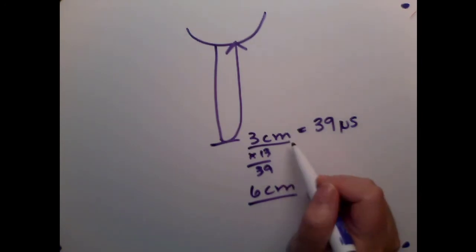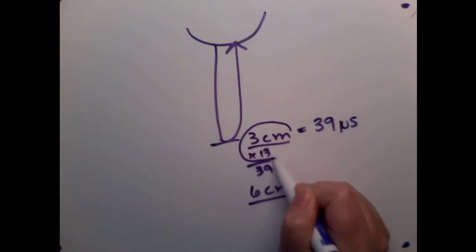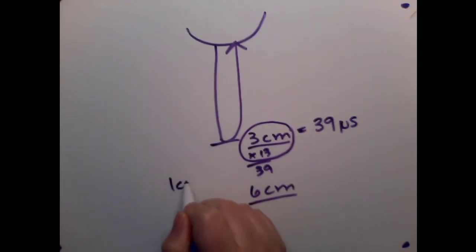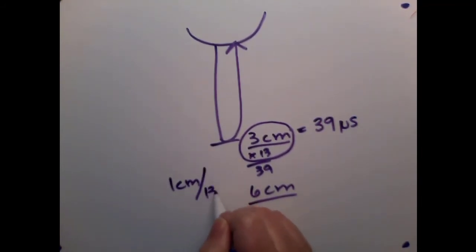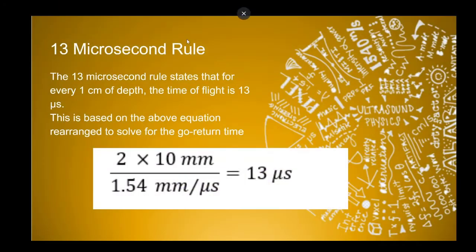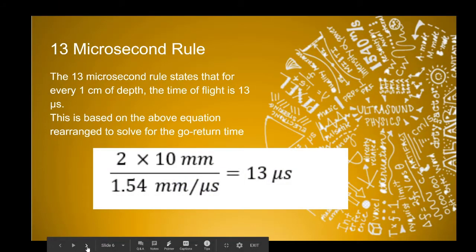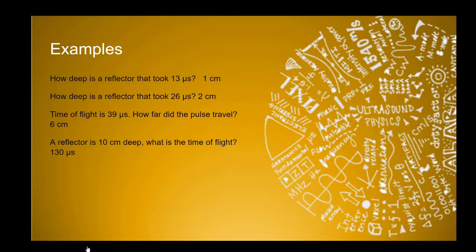All right. So we consider the 13 microsecond rule to be, again, 1 centimeter per 13 microseconds. To get the total distance traveled, you can then just double your depth. So I've got a few examples here that we can go through and use our new knowledge of the 13 microsecond rule to calculate.